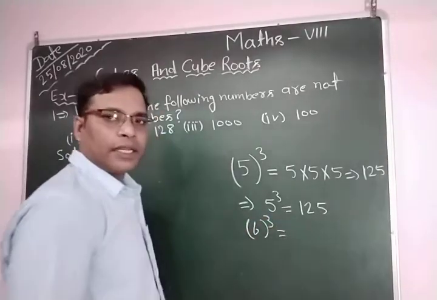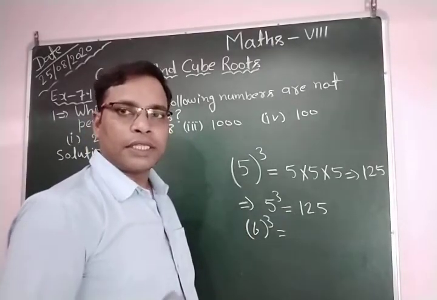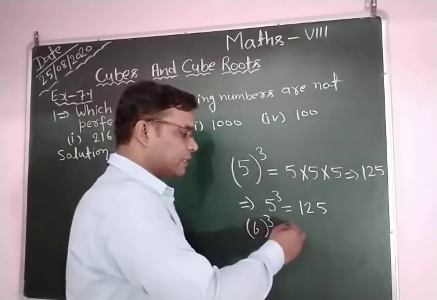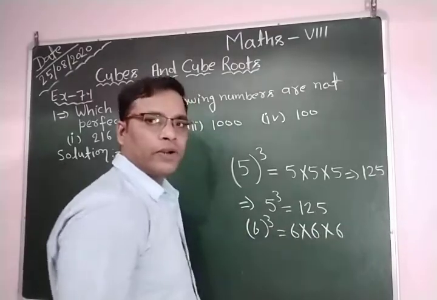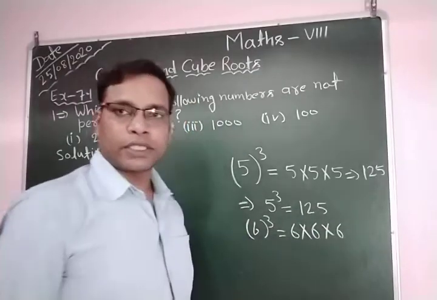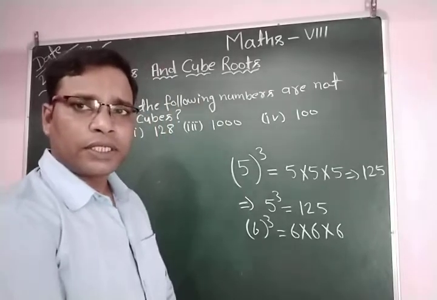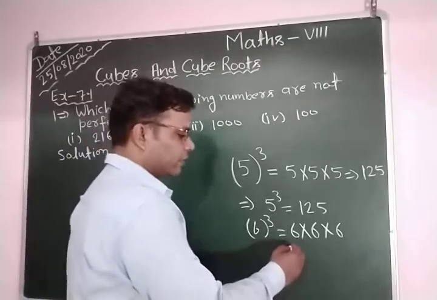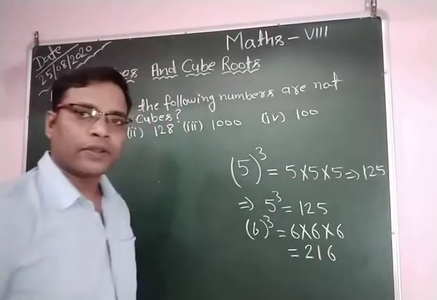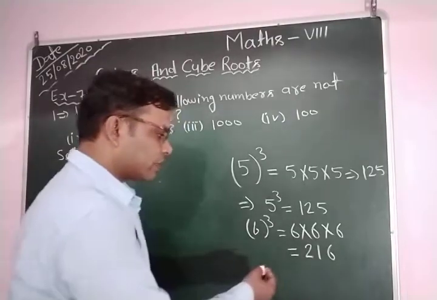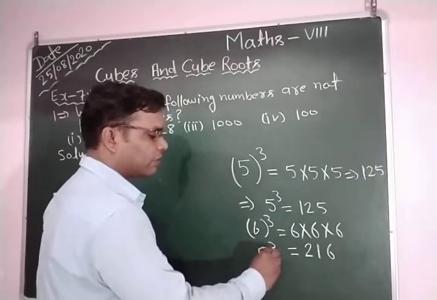If we take any other number, the cube of 6, you can write 6 to the power 3. To find the cube of 6, multiply 6 three times. It means 6 into 6 into 6. You know very well 6 into 6 is 36, and 36 into 6 is 216. So the cube of 6 is equal to 216.